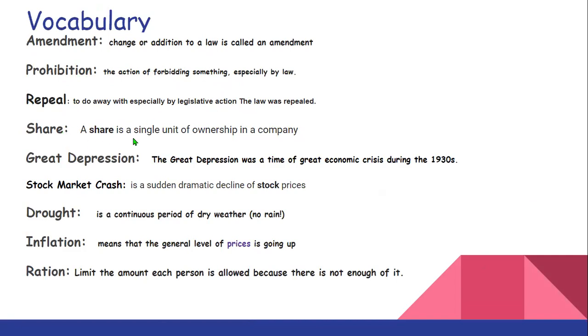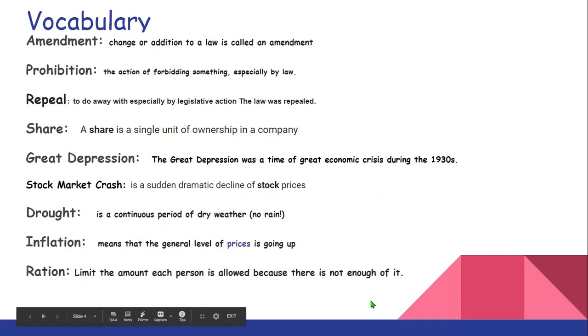Share, a share is a single unit of ownership in a company. Great Depression, the Great Depression was a time of great economic crisis during the 1930s. Stock market crash is a sudden dramatic decline of stock prices. Drought is a continuous period of dry weather, no rain. Inflation means that the general level of prices is going up. Ration, limit the amount each person is allowed because there's not enough of it.